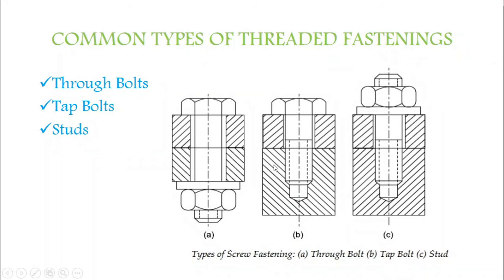And the third one is there is no place to accommodate the nut. Here there is no place to accommodate the nut. These are the three conditions in which we are using the tap bolt.